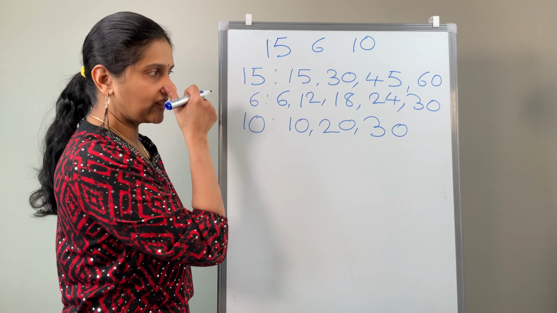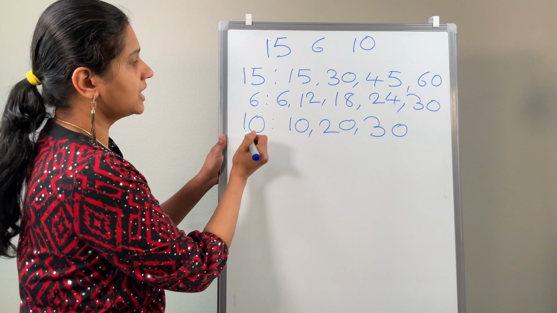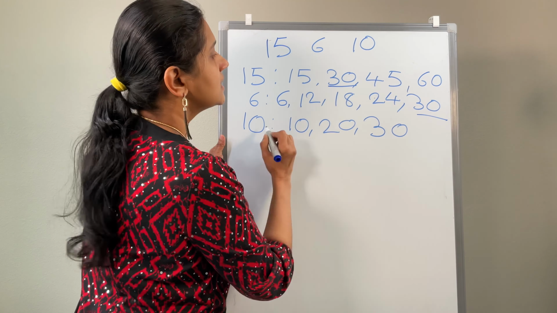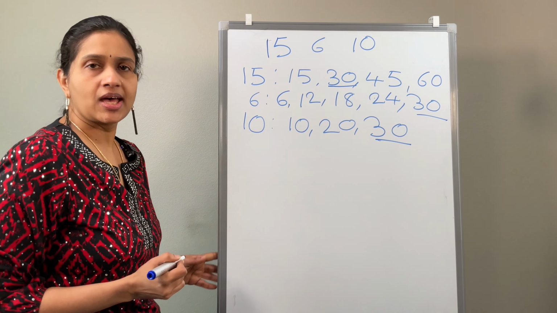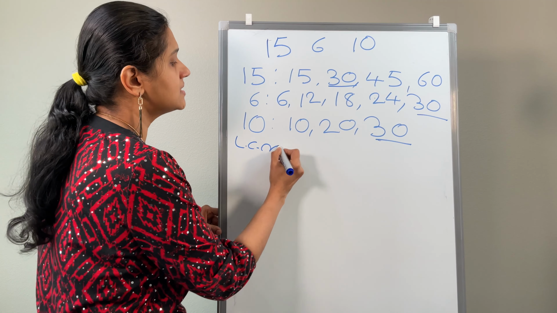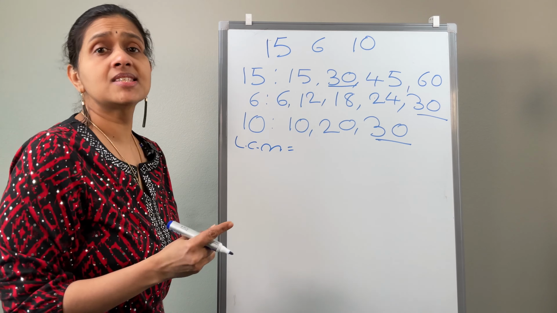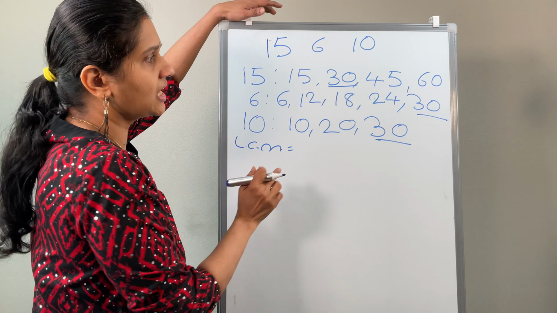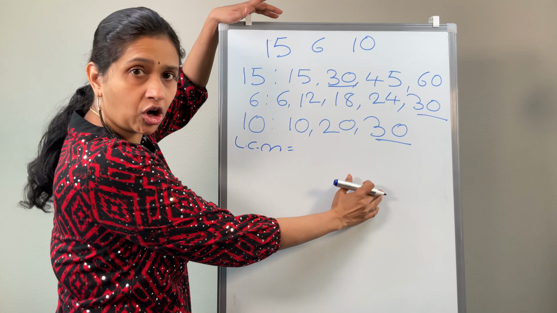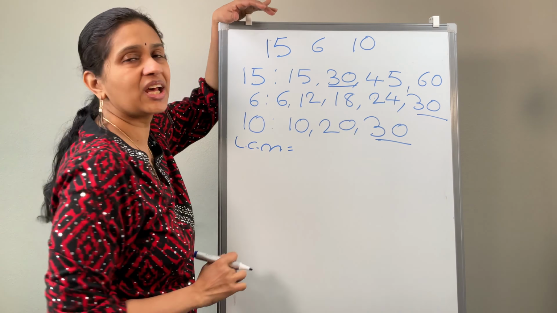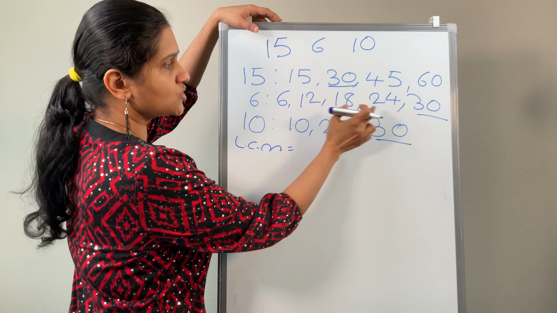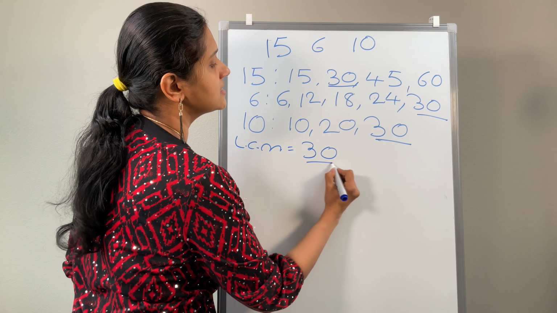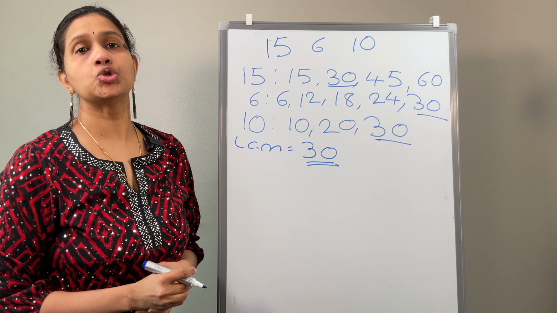Okay. Now what we have to do, you can see 30 is available in 15, 30 is available in 6, 30 is available in 10. So as I told you, what does the LCM mean? LCM is the first number that is common in all the 3 numbers, and you can see the first number that is common in all the 3 numbers came out as 30. So you can see 15 is not available in this, but you can see 30 is available in all the 3. So the LCM of these numbers is going to be equal to 30.